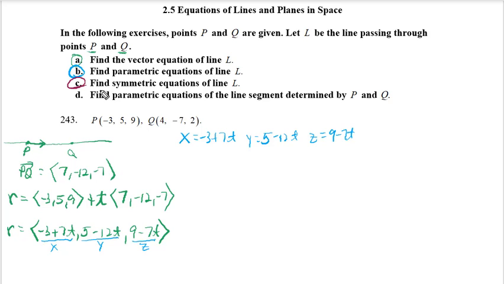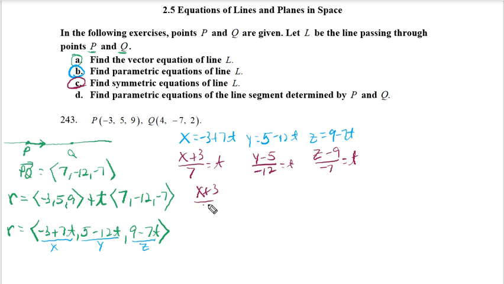And finally, the C part is asking for the symmetric equations. If we take the x equals negative 3 plus 7t and solve for the t, that would be x plus 3 divided by 7. If we do the same thing for the y, that would be y minus 5 divided by negative 12. And then for the z, that would be z minus 9 divided by negative 7. Well, the t value in all of those has to be the same. So here is our symmetric equation.